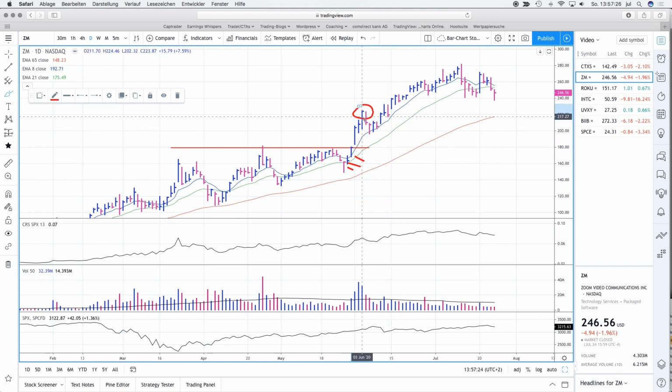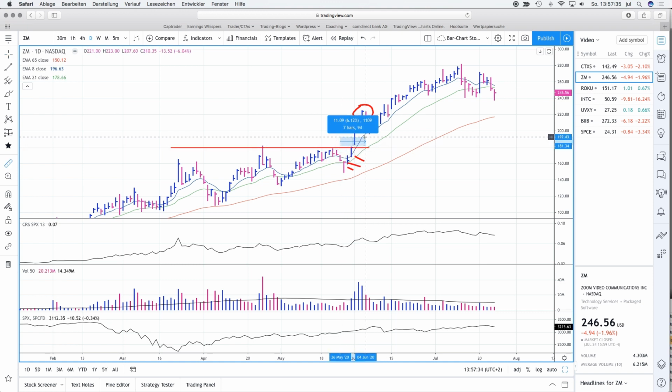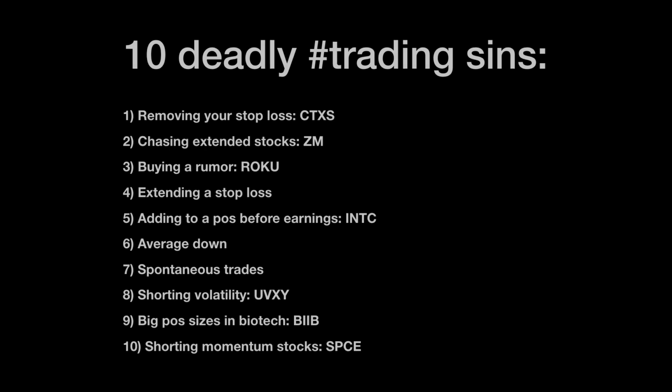So don't chase extended stocks, don't chase stocks which are 5% or more above the breakout line. That means something like that here, so 190 in that case. If you get in at 20% or even more above the breakout line, you have a high risk of getting stopped out. So don't chase extended stocks.